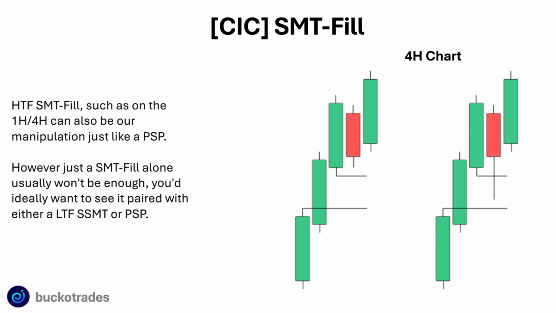usually won't be enough. You'd ideally want to see it paired with either a lower time frame SSMT or a PSP. So if we take a look at the visual to our right, imagine this being the 4-hour chart again, and the red candle that drops into that gap, let's just say that's 2 AM again. So that would essentially be the London session, and as you can see, one asset trades into its gap and one asset fails to trade into its gap, which obviously shows strength within the asset that fails to trade into the gap and shows strength overall inside of that triad, confirming your bullish daily bias, which is what it would be within this example right here.